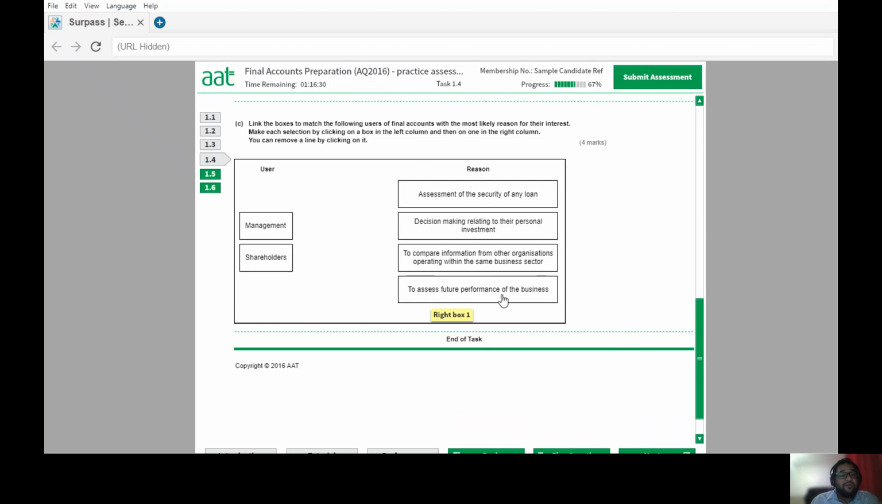To assess the future performances of the businesses. Future performance of the businesses, we can't do anything with the final accounts. Future performance is going to be something we have to do with budgets and check how successful the budgets are cascaded. So that's nothing to do with that one. So it's going to be these. Shareholders, on the other hand, yes, of course, their personal investment might be the best choice for that answer.